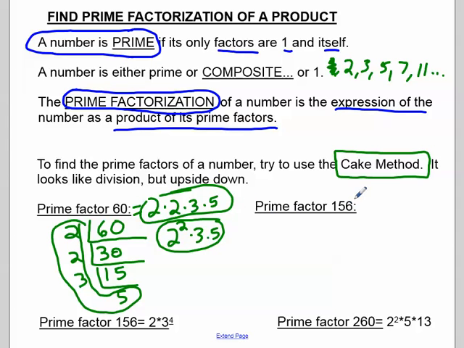So if we take a look at 156, well, 156, gosh, that's pretty big. So let's take a look at 156, and I do have more room over here. So let's do 156 using the cake method. 156, start here. Our prime numbers, we start with 2. Is 156 divisible by 2? Yes, it is. We're going to find the prime factorization of 156.